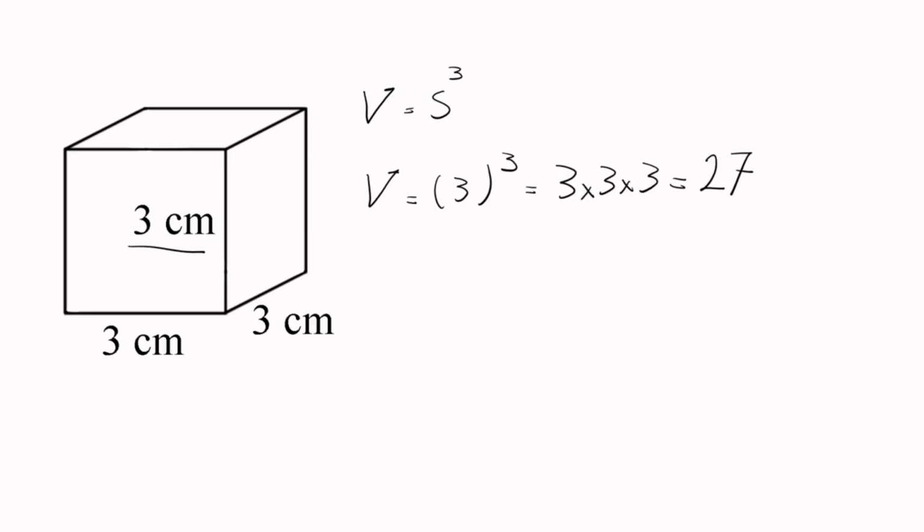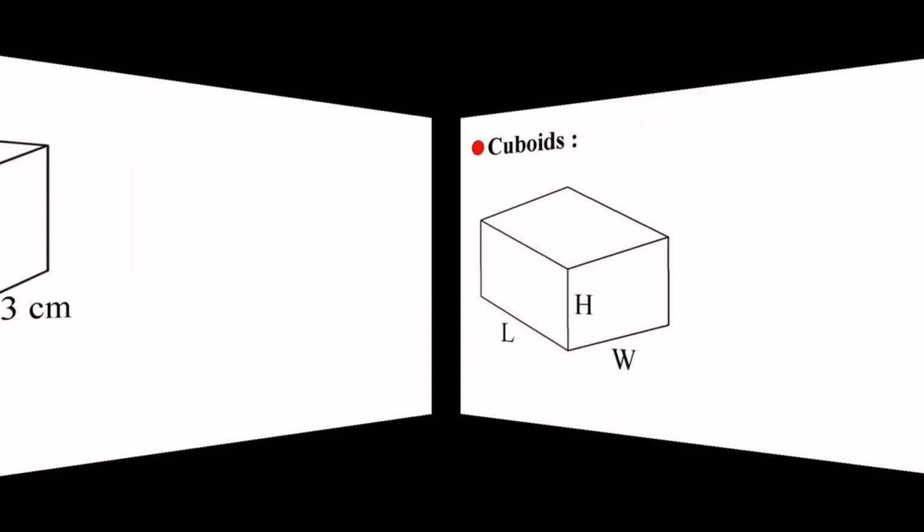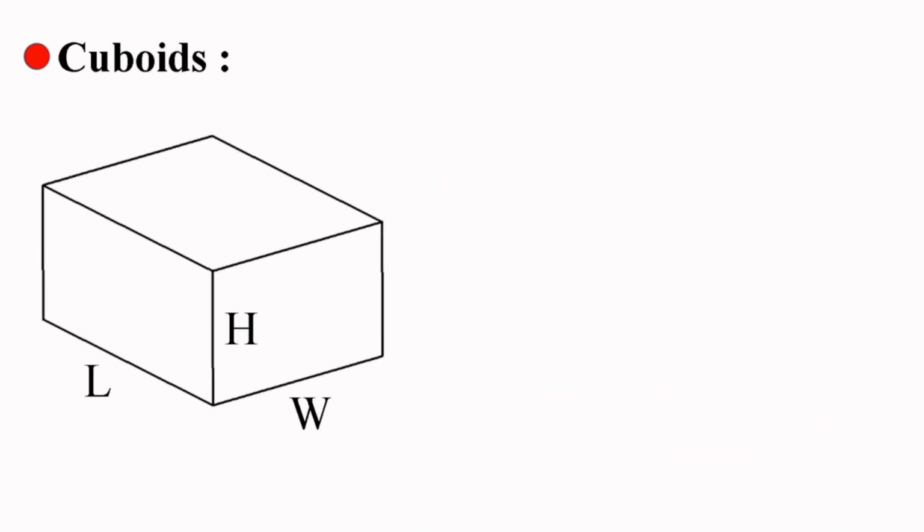But what is the unit of this 27? As you can see, we have centimeter here, centimeter here, centimeter here. 3 centimeters are multiplying by each other. So the answer is going to be cubic centimeter. Really easy.